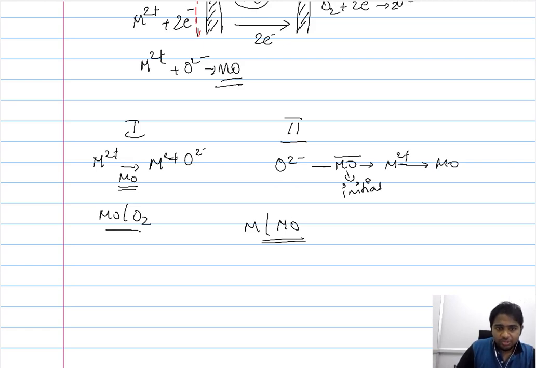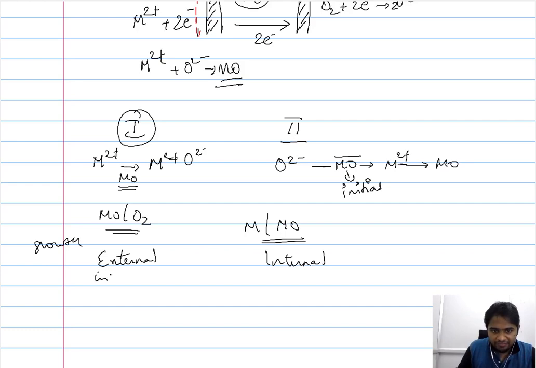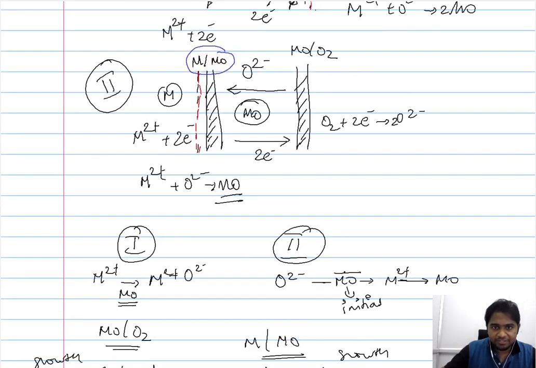Now in this case, when you have the accumulation of the newly formed layer on the MO and O2 interface, you have two interfaces. So this one we can refer to as the internal interface, and this one we can refer to as the external interface. And the oxidation in mechanism 1 is seen as the growth of the external interface, and in the second mechanism, the oxidation can be seen as the growth of the internal interface.